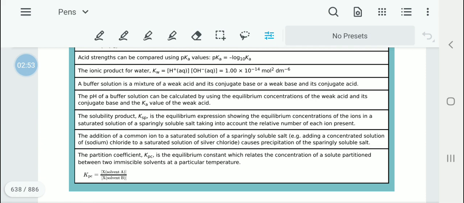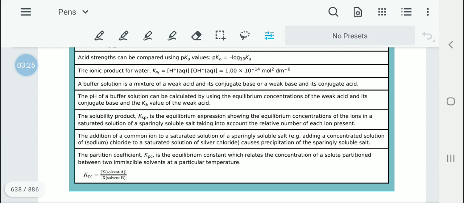Then a buffer solution doesn't change its pH value when small amounts of acids or bases are added. A buffer solution is a mixture of a weak acid and its conjugate base, or a weak base and its conjugate acid. The pH of a buffer can be calculated using the equilibrium concentrations of the weak acid and its conjugate base, and the Ka value of the weak acid.